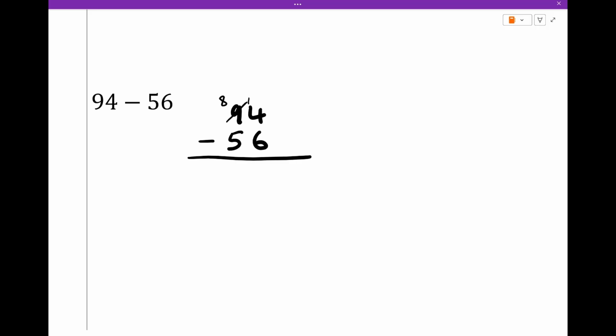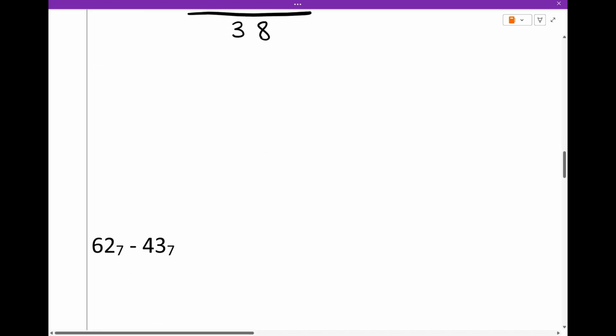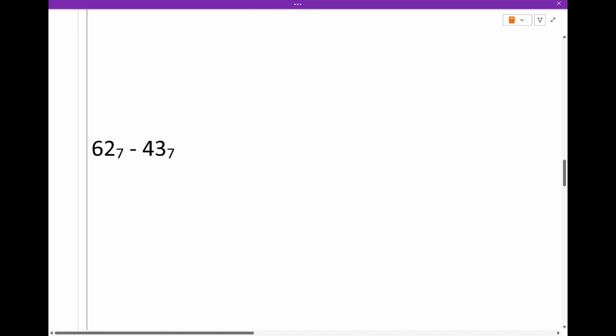So we're going to do 14 subtract 6, which does work, so that gives us 8. Then we can move on to the next place value. We've got 8 tens, subtract 5 tens, which gives me 3 tens, which is the final answer in this case. So we're going to try and apply the same logic, but this time in base 7.